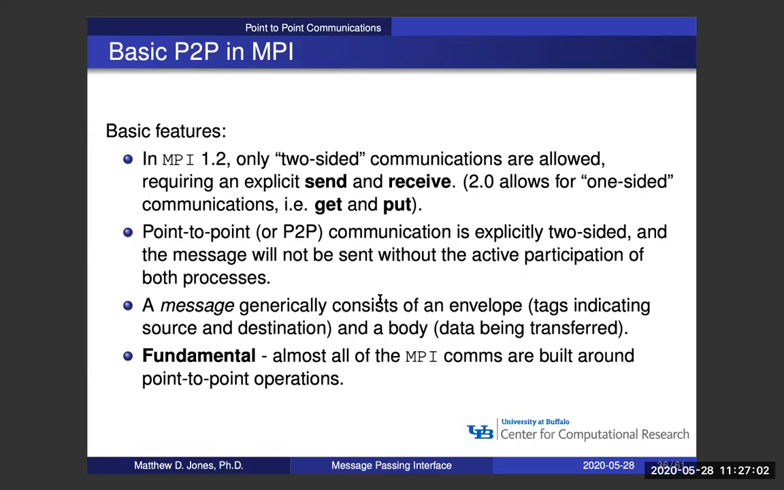So these point-to-point communications are explicitly 2-sided, right? It requires the active participation of both processes. A message usually has an envelope, which contains the destination information, and a body or a buffer that's going to be sent back and forth. And once you actually talk about these point-to-point communications, the sends and receives, you could build all of the rest of the MPI functions from them, right? They're the fundamental concept here.